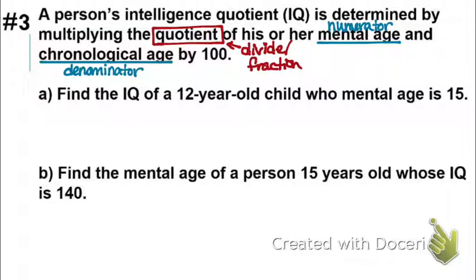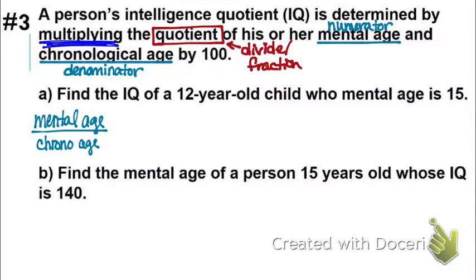All right. So I know that the mental age is the numerator. I'm going to go ahead and write this down right here. Mental age divided by the chronological age, and I am not spelling that whole word out, times 100. It tells us here that we are going to multiply this thing by 100. So I'm going to take this fraction and multiply it by 100, and that's how I find the IQ.